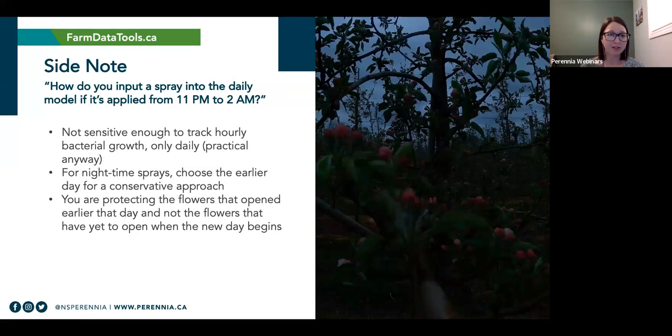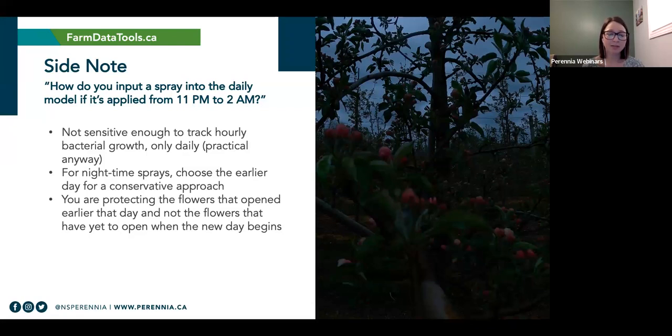Now, just a side note here as well, what do you do in the model if you need to spray from 11 p.m. one day to 2 a.m. the next day? So how would you input that spray into the model? So the thing is, the model is a daily model, and so it's not sensitive enough to track on an hourly basis. So we can't see that hourly bacterial growth. Which the developers say is not practical anyway, because you're not going to be able to spray on an hourly basis anyway. It takes so long to get through an orchard. So the daily prediction is kind of the most practical anyway.